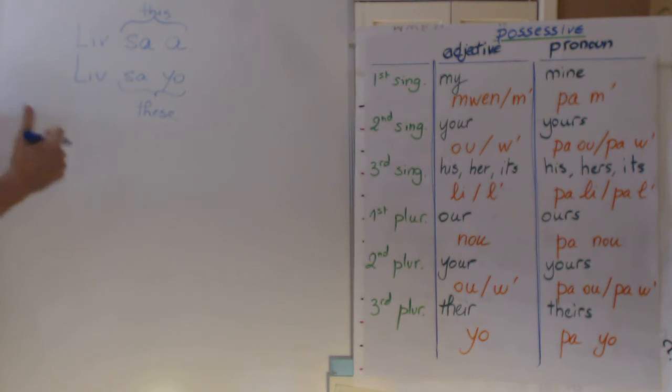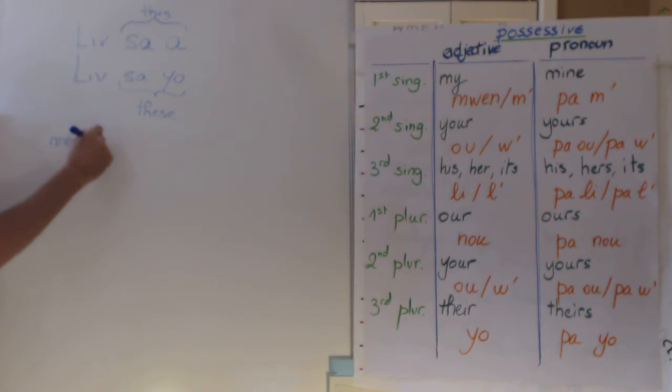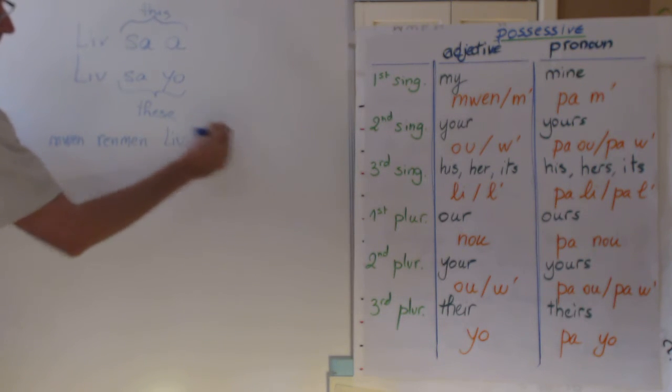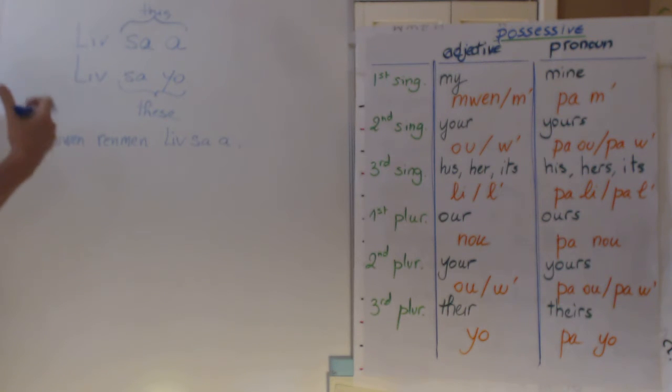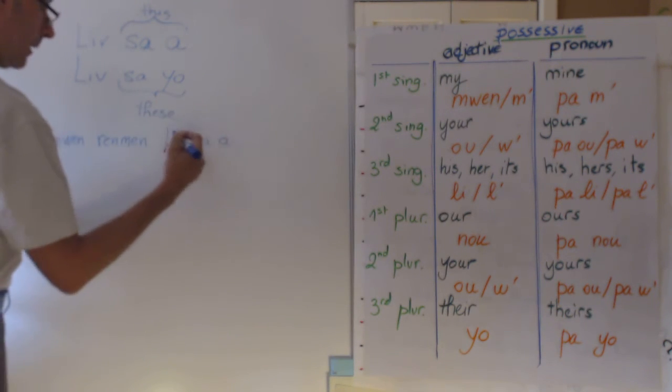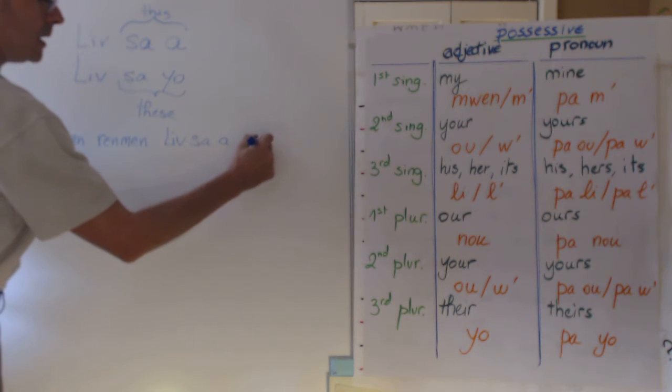I like this book. How would we say that? Moi, renmen livre sa. I love this book a lot. Moi, renmen livre sa an pil.